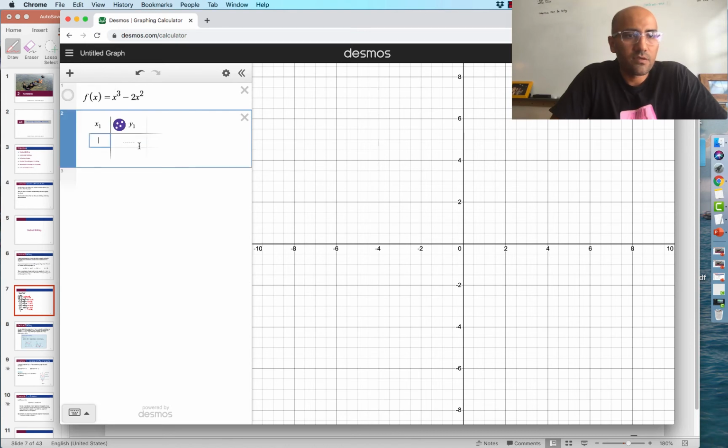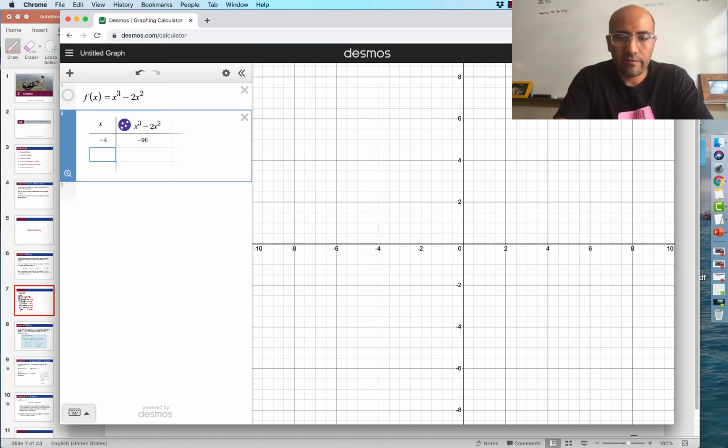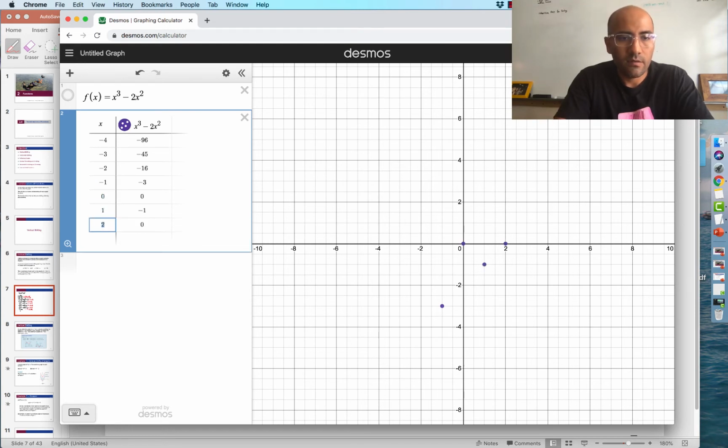of values. So let's get rid of this and make it an x. Let's make this an equation. Okay, so let's create that same table I had before. Let's start with, say, -4, -3, -2, -1, 0, 1, 2, 3, 4, 5.